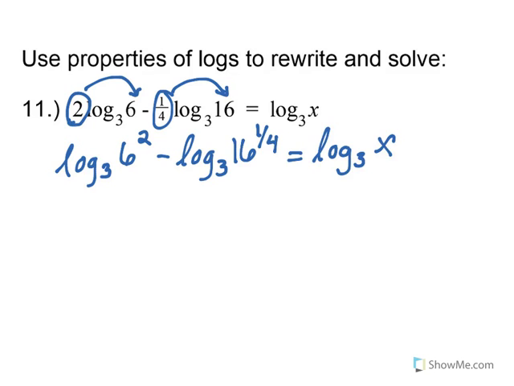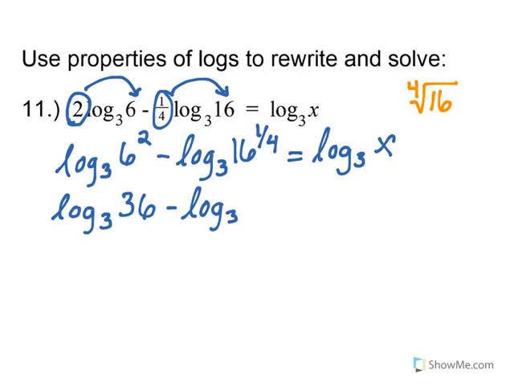Okay, so now we want to simplify those insides. So 6 squared, that's pretty easy. That's just log base 3 of 36. We have to think a little bit harder about this next part because we have a fractional exponent. I want to remind you that 16 to the 1/4 power, 1/4 really just means 4th root of 16, and the 4th root of 16 is just a 2. Okay, and that's still equal to log base 3 of x.